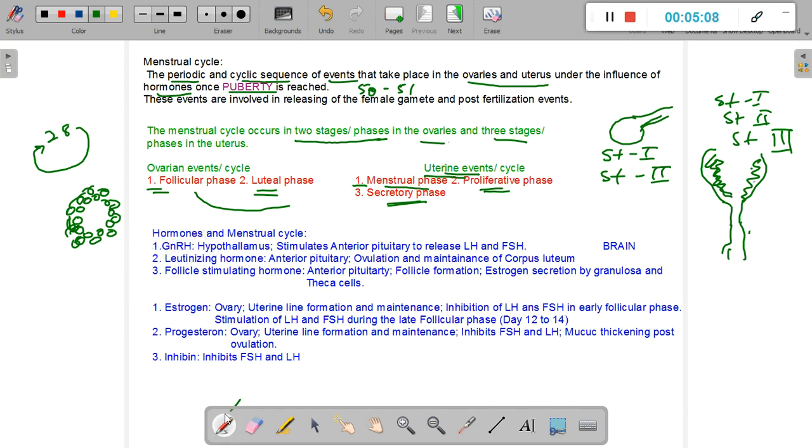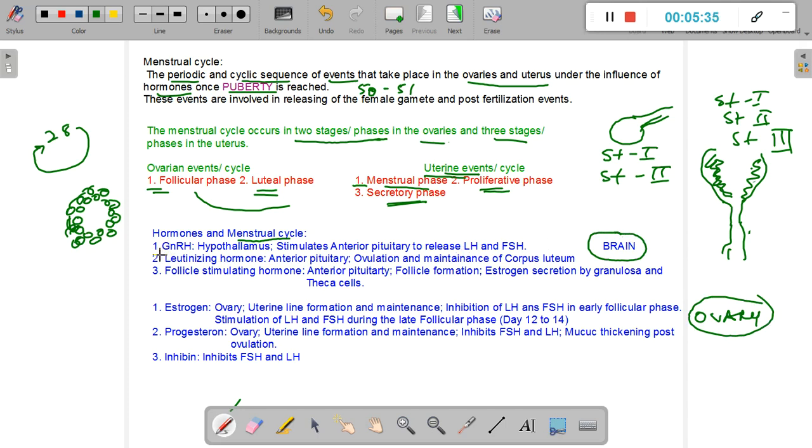Now we'll just look at the hormones which are of importance to us, which play a major role in the menstrual cycle. All the hormones involved in the menstrual cycle emanate from two organs. The first organ involved is the brain, and the second organ that is involved is the ovary itself, or the pair of ovaries. So these two organs will release all the hormones. Now, what are the different hormones?